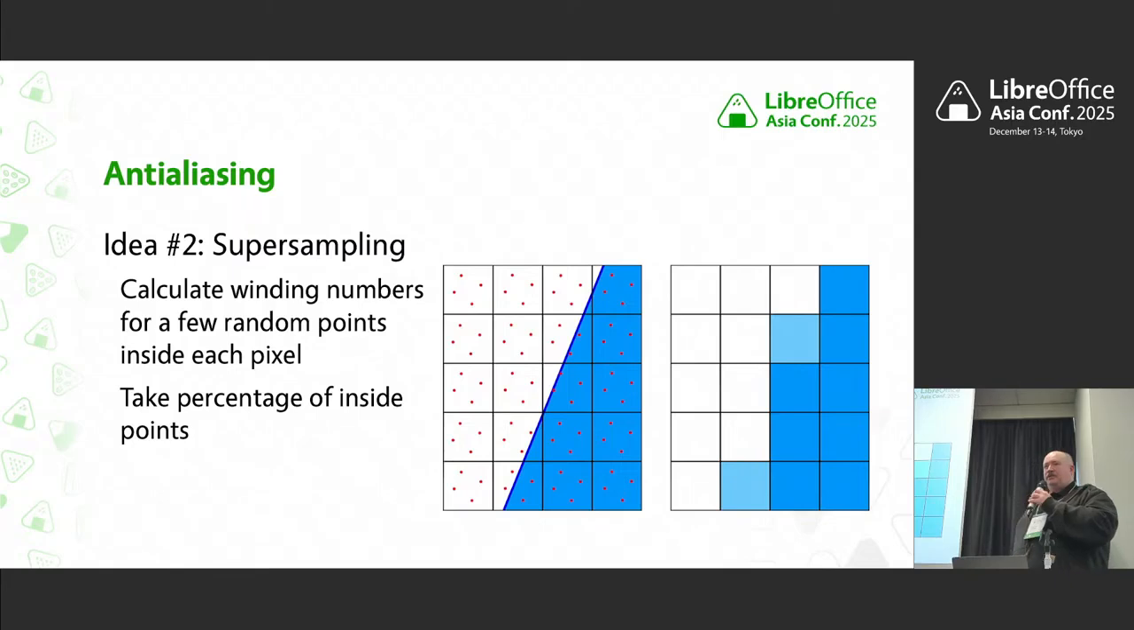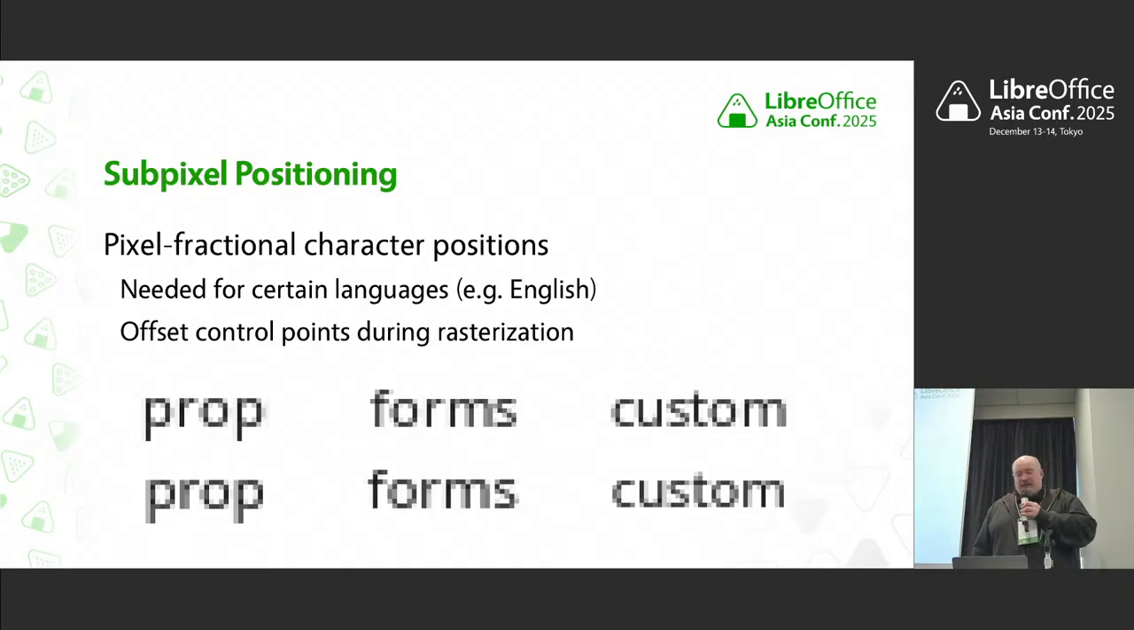Maybe a much easier to understand one is to use supersampling. So instead, you perform the ray casting test for a bunch of points for every pixel, and then you take the average, and that gives you the percentage of the pixel that's covered by the glyph.